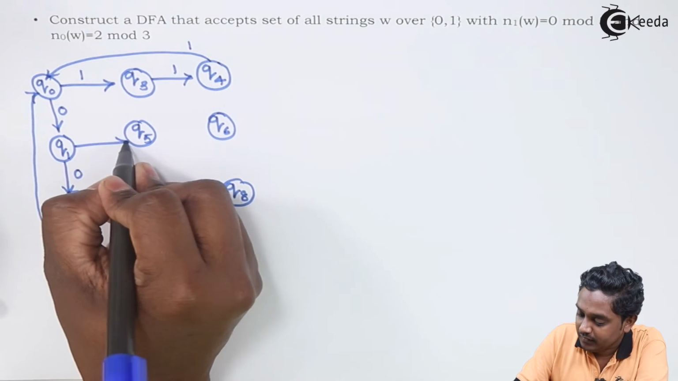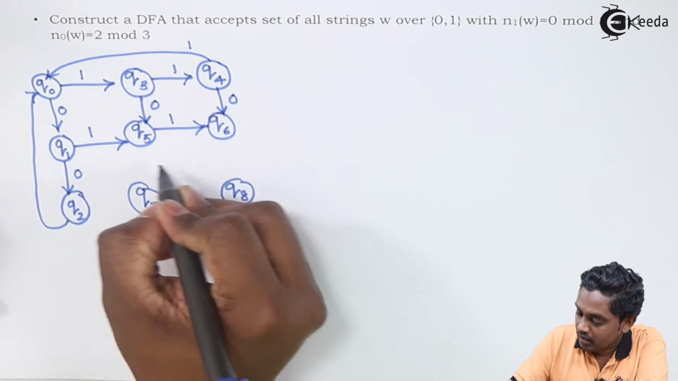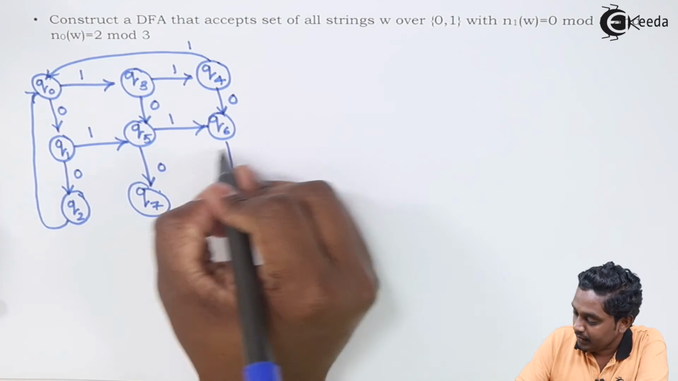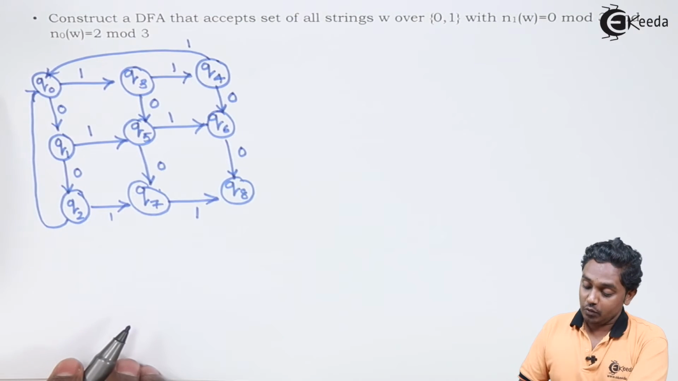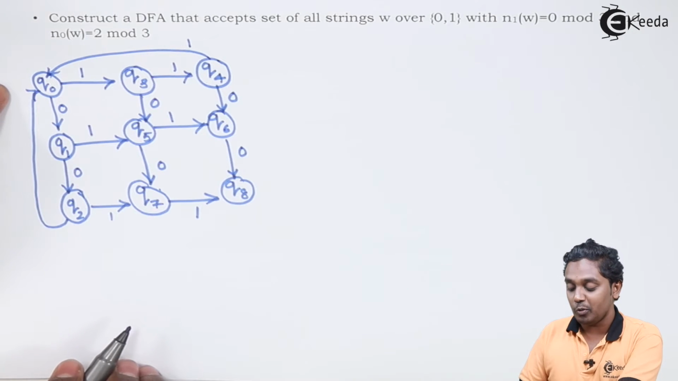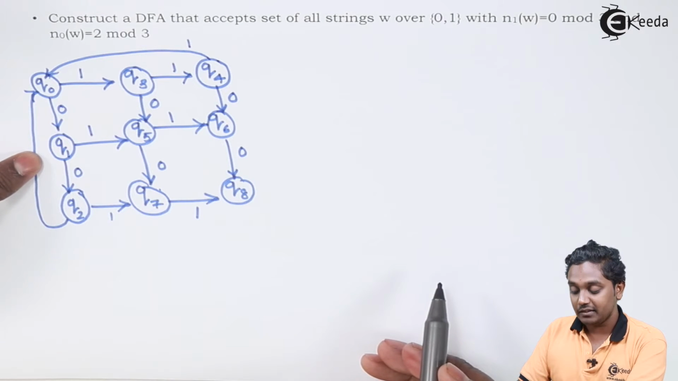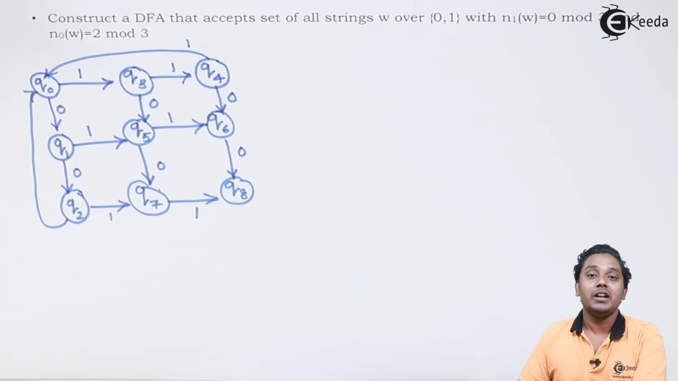Completing the same way, you will see that all the states are counting the number of zeros and the number of ones. Let's name them. You see, Q0 counts the number of zeros as well as the number of ones, and it is 0 modulus 3 for both. Q1 counts the number of zeros as 1 and the number of ones as 0. Here the number of zeros visited is 2 modulus 3 as well as the number of ones visited is 2 modulus 3. Now we have to find the final state for the given question.